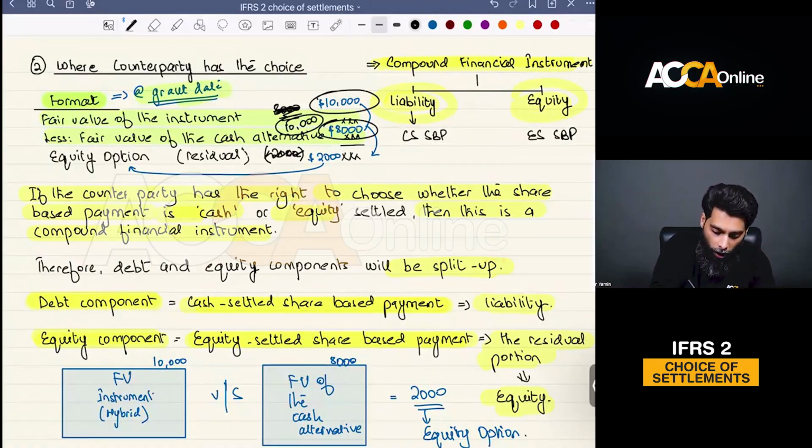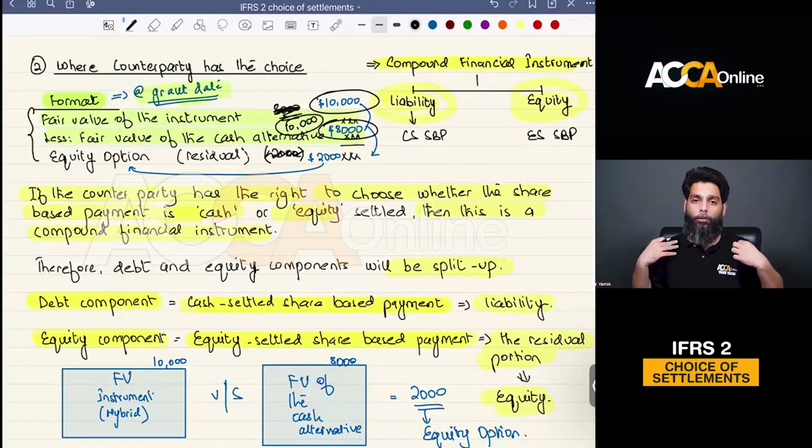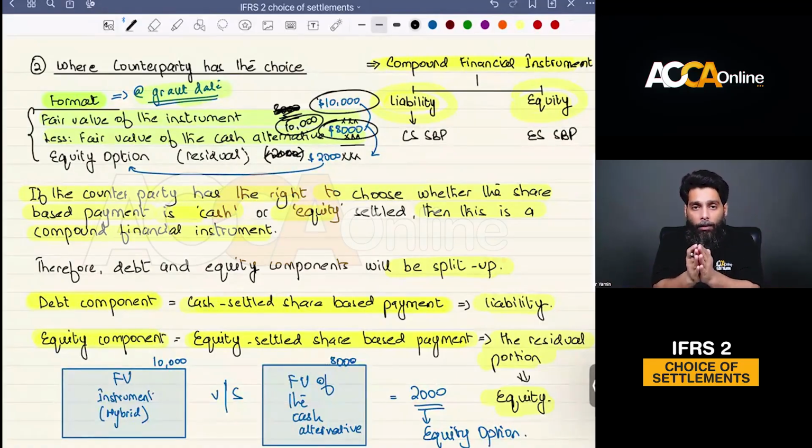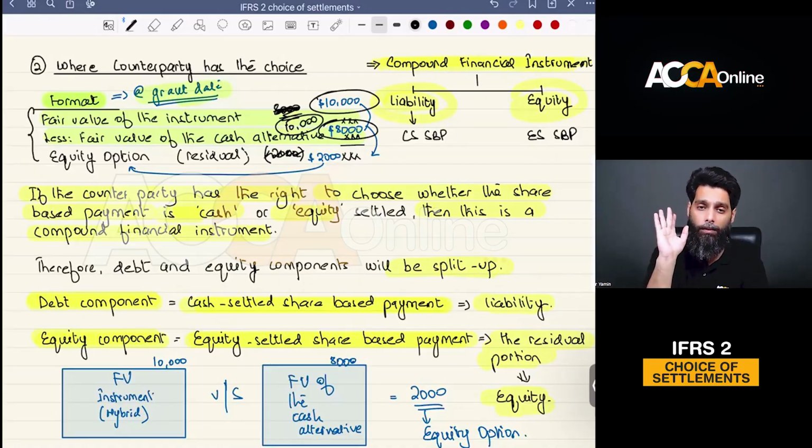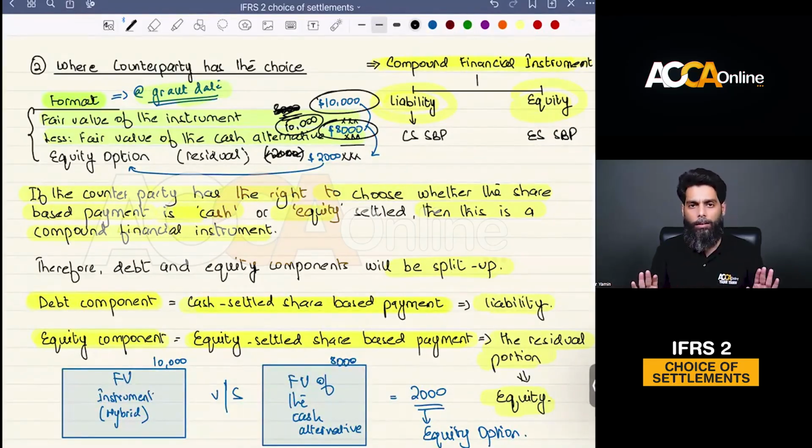So this is the format that you are eventually going to follow. You have the objective of splitting up the cash portion, the cash settled share based payment portion, and the equity portion. I hope this is clear to everybody. Now, sir, the question is not about the understanding itself. The confusion is how are we going to account for such a transaction? How are we going to resolve it? No worries. Let us do an example on it. Just a plain, simple, vanilla example.